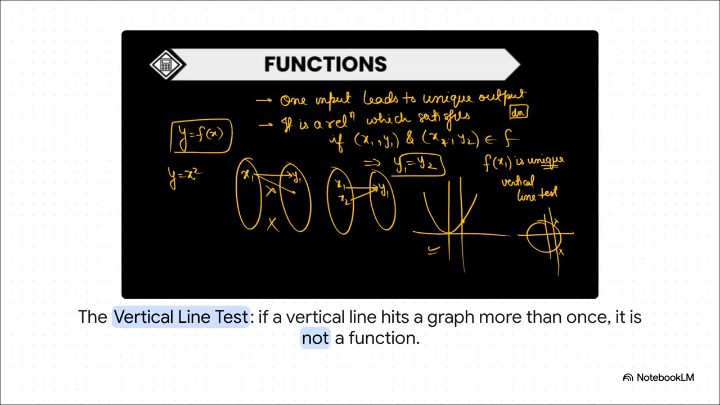Now, if you're looking at a graph and you're not sure if it's a function, there's a fantastic little trick called the vertical line test. It's so simple. Just imagine sliding a vertical line across the graph. If that line ever touches the curve in more than one spot at the same time, bam, it fails. It's not a function. Why? Because that would mean one input has two different outputs, and that breaks our number one rule.